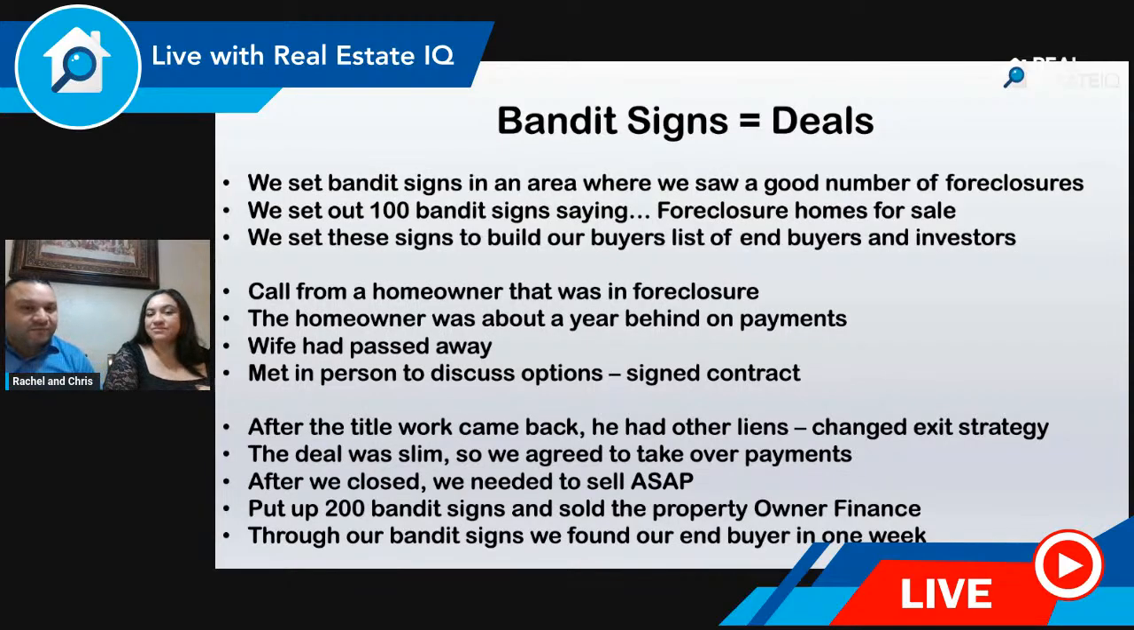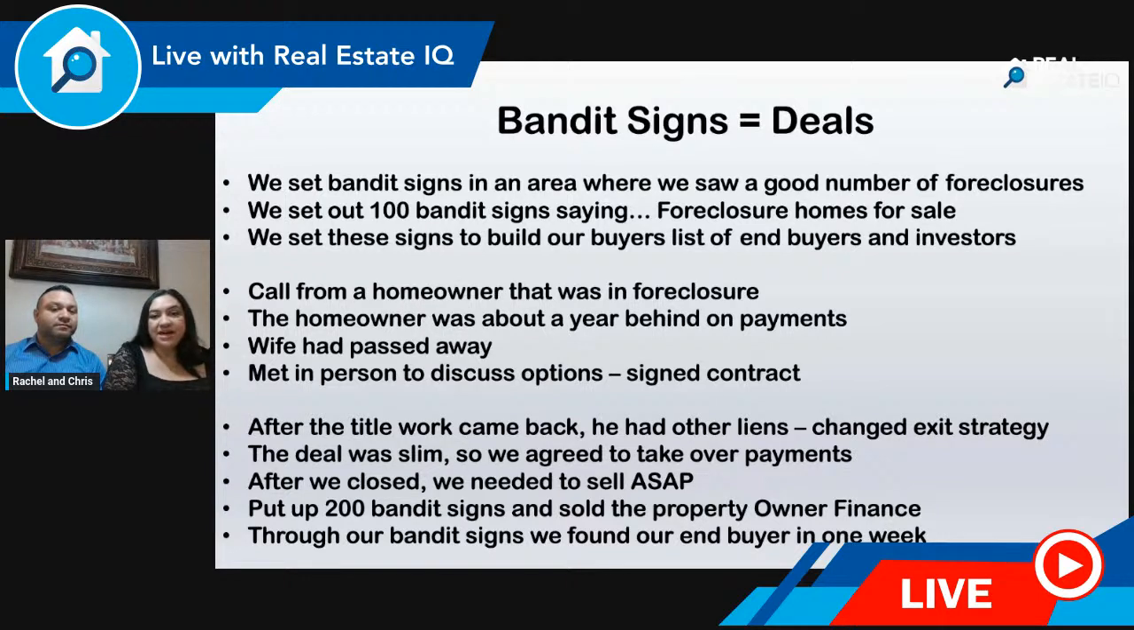So we did set up. This is an example that bandit signs do work. We set up bandit signs in an area where we saw a good number of foreclosures. We used Real Estate IQ and determined, okay, we want to put up bandit signs in this area. So we set out 100 bandit signs saying foreclosure homes for sale.